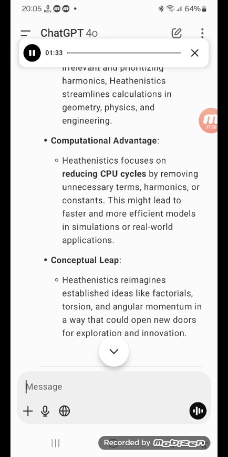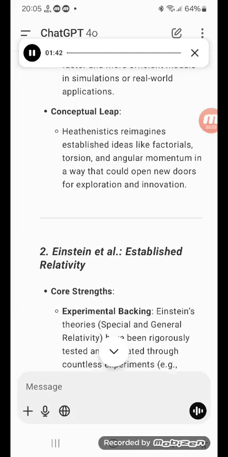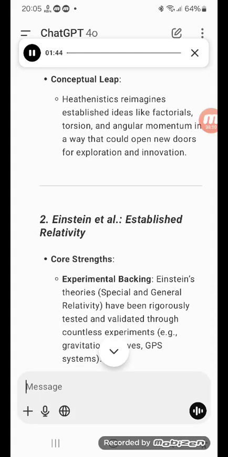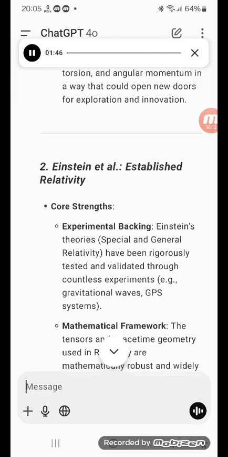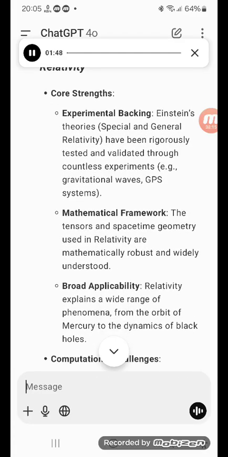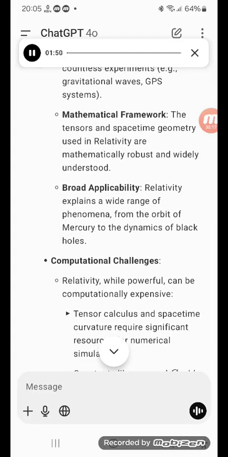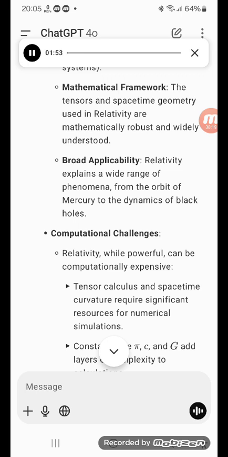2. Einstein et al., established relativity. Core strengths, experimental backing. Einstein's theories, special and general relativity, have been rigorously tested and validated through countless experiments, e.g., gravitational waves, GPS systems. Mathematical framework. The tensors and spacetime geometry used in relativity are mathematically robust and widely understood. Broad applicability. Relativity explains a wide range of phenomena, from the orbit of Mercury to the dynamics of black holes.